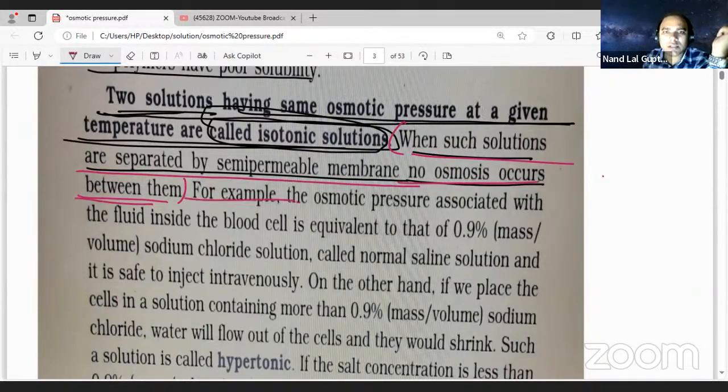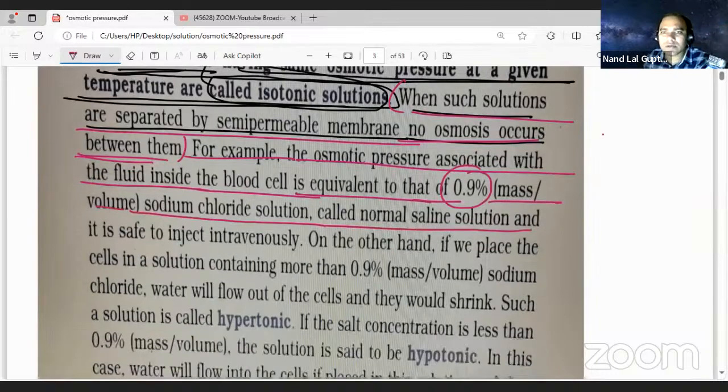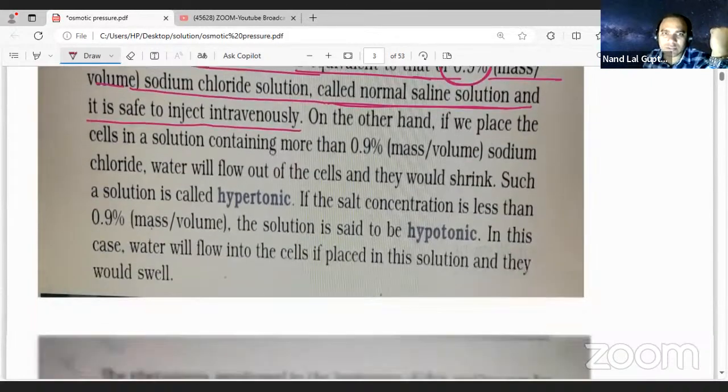For example, the osmotic pressure associated with the fluid inside the blood cell is equivalent to 0.9% mass by volume sodium chloride solution, called normal saline solution. So how much, students? 0.9% mass by volume sodium chloride solution is called normal saline, and it is safe to inject intravenously.